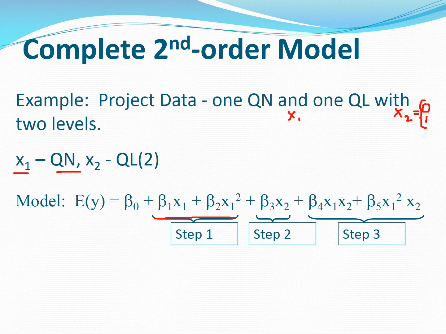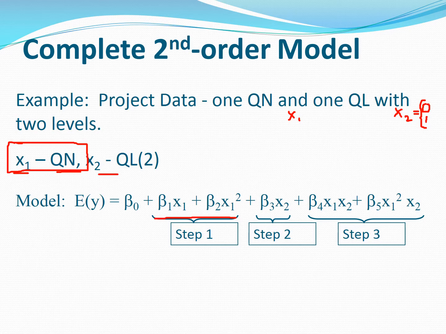We do it right there. There's our step 1, right? The x1 and the x1 squared. That's how I enter the quantitative portion of the model. I have one quantitative variable. I put it in as an x1. I put it in as an x1 squared.